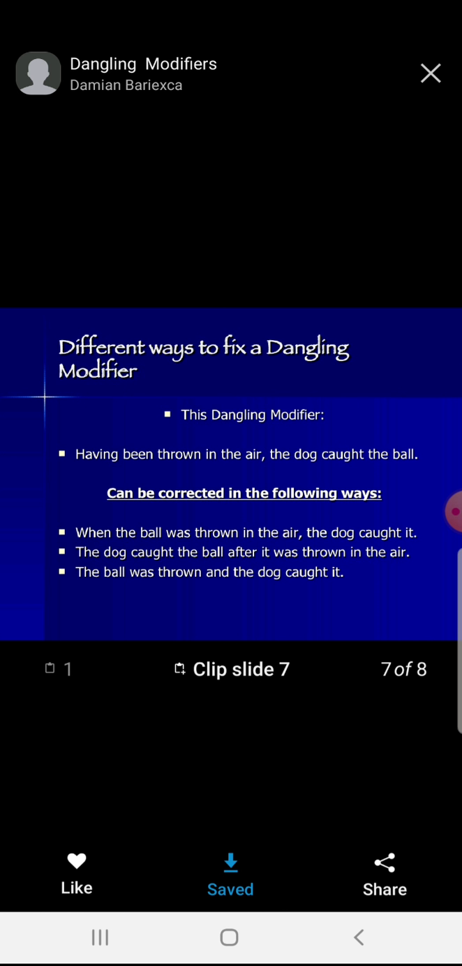Okay. Nah, different ways to fix a dangling modifier. Jadi ada cara lain ya. Okay. This dangling modifier: having been thrown in the air, the dog caught the ball. Nah, secara logika kalau kita lihat kalimat ini, yang thrown in the air kira-kira dognya atau ballnya. Nah, secara logika kita pasti akan berpikir, ya pasti bukan dognya dong, pasti ballnya kan yang thrown in the air. Nah, maka ini bisa dibetulkan. Ada beberapa cara membetulkan kalimat ini.